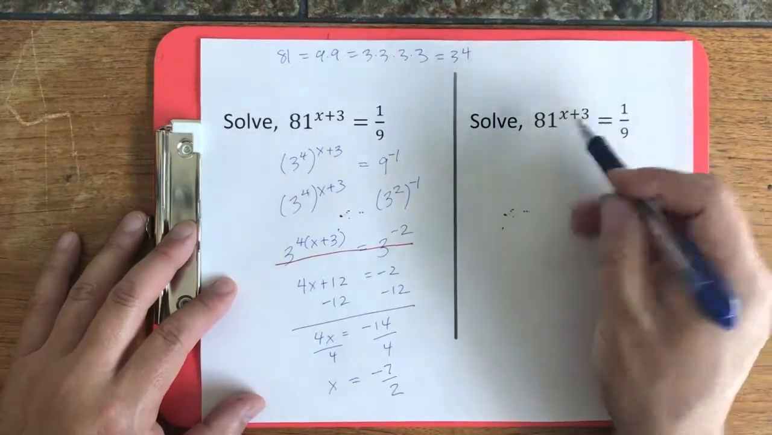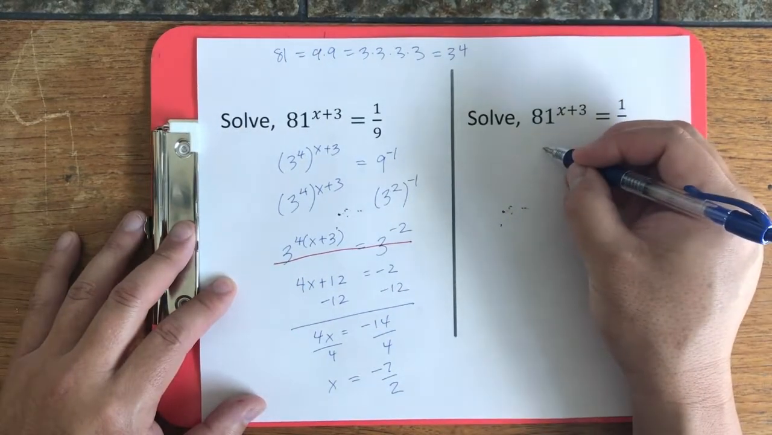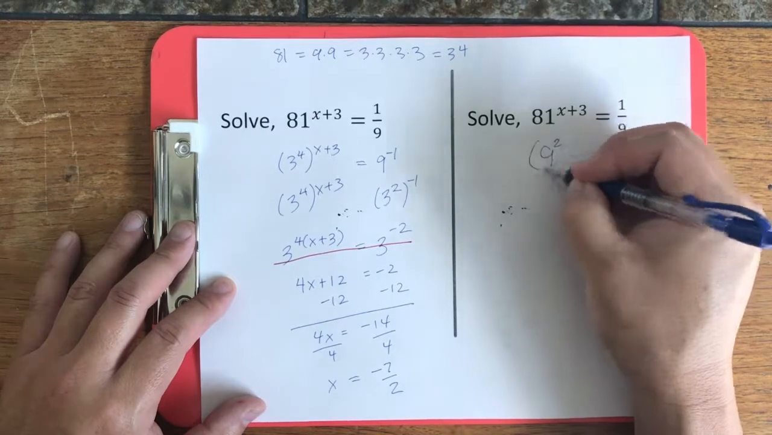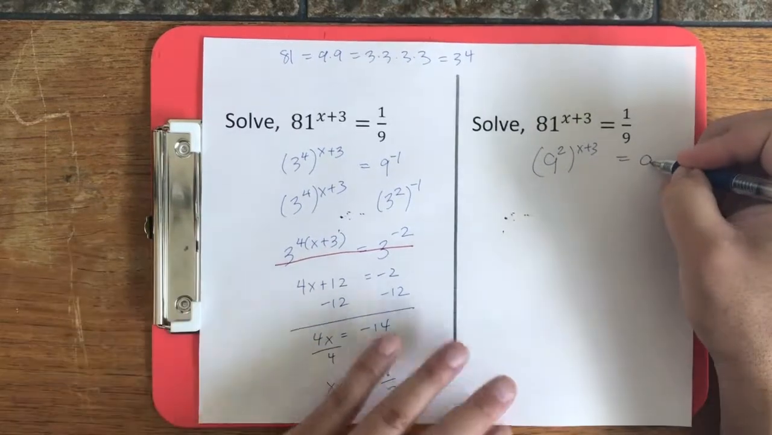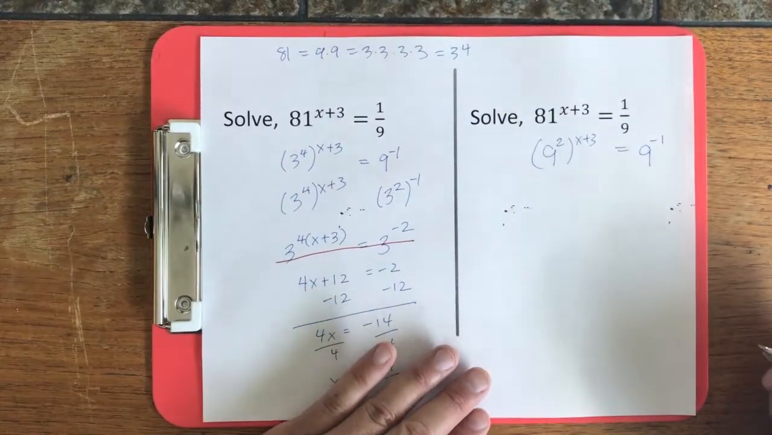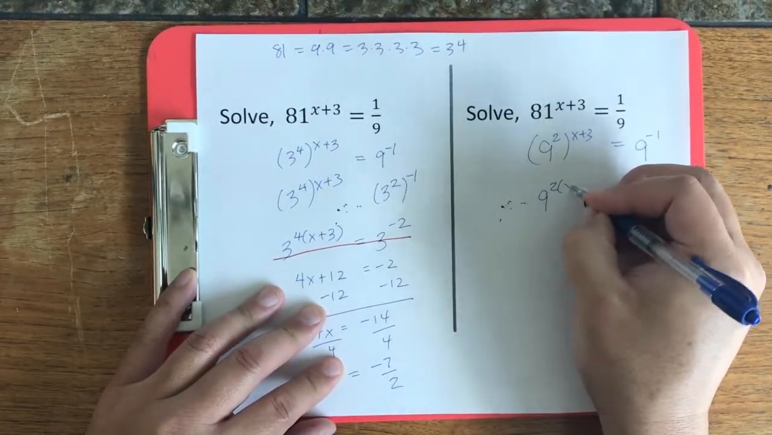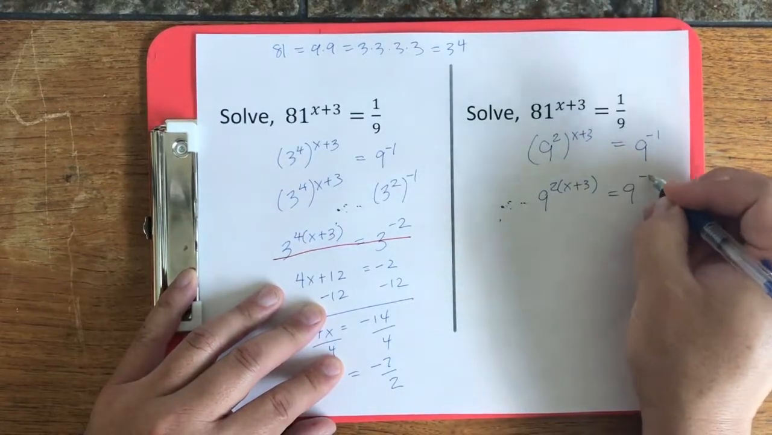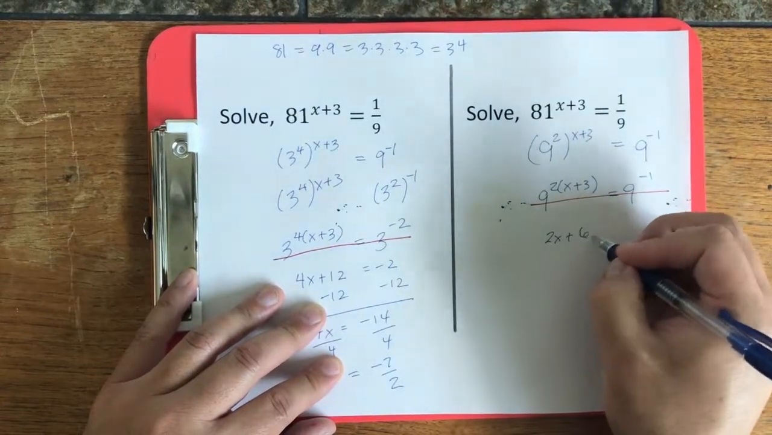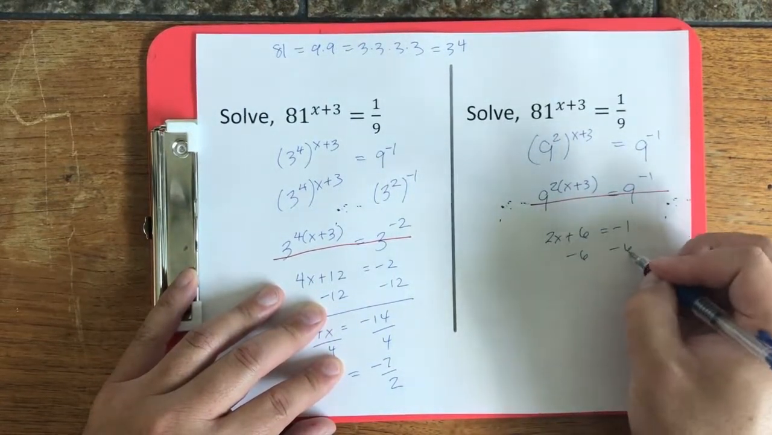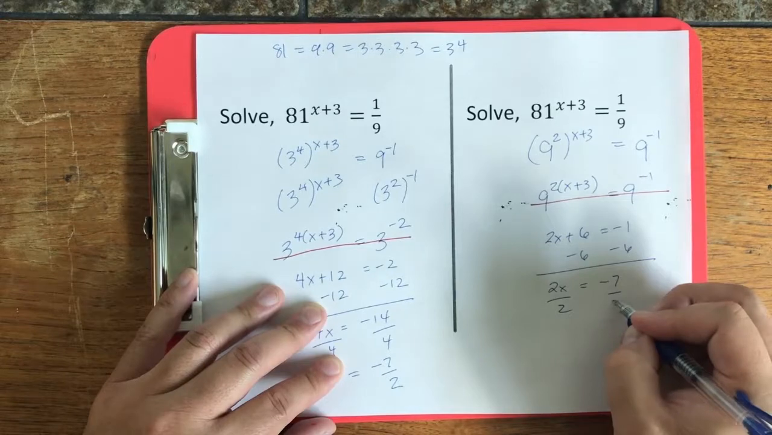Now, this is the exact same problem, but we're going to try using a base of 9. So in this case, we're going to use 9 squared, and then we'll bring that 9 up by using a negative 1 exponent. Again, we will multiply these two exponents. Then we'll cancel out the 9's, bring the 6 over, and divide both sides by 2.